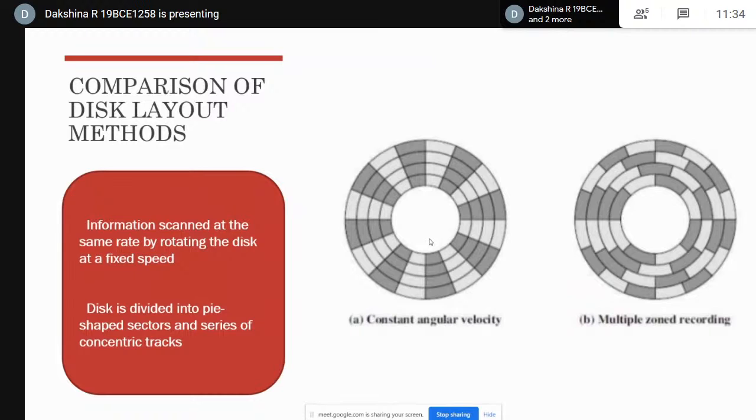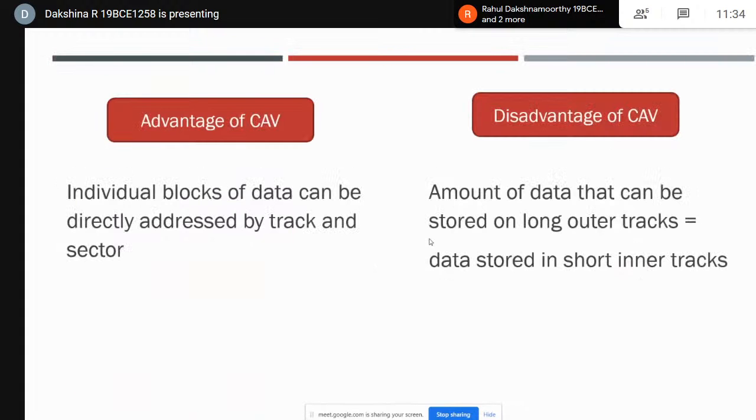The information can then be scanned at the same rate by rotating the disk at a fixed speed known as the constant angular velocity. Next slide. Now we'll be seeing the advantages and disadvantages of constant angular velocity or CAV. The advantage of using CAV is that the individual blocks of data can be directly addressed by track and sector. The disadvantage of CAV is that the amount of data that can be stored on the long outer tracks is the same as what can be stored on the short inner tracks.